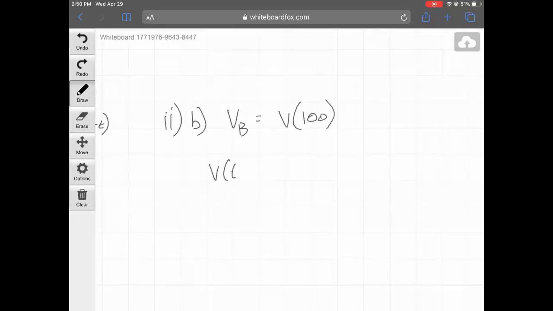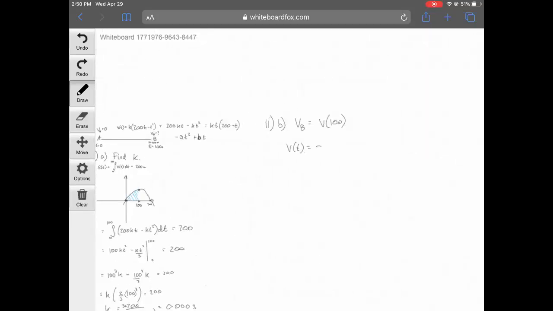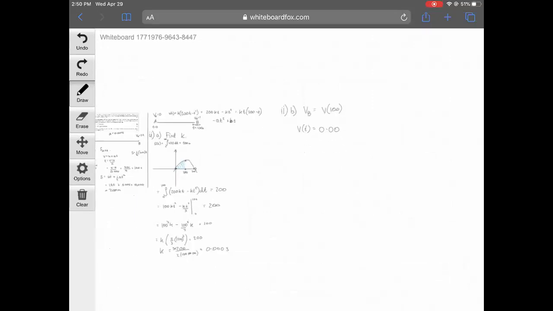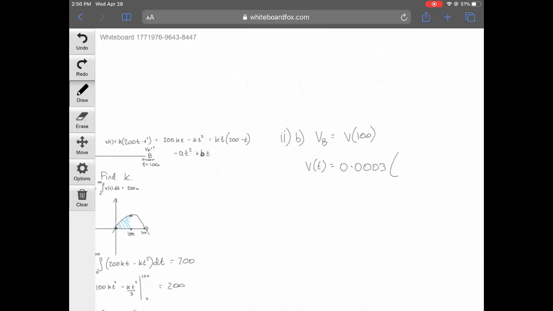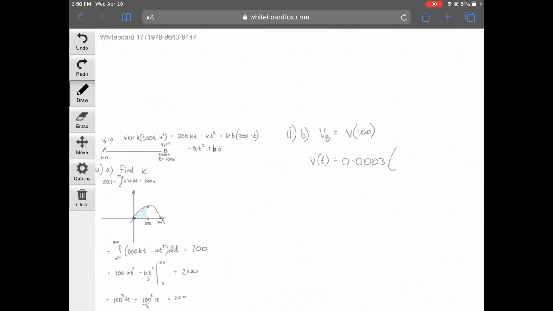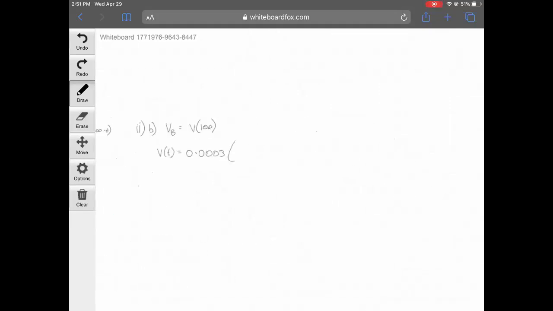So v of t is equal to k, which is 0.0003, times t(200 - t), 200t minus t squared. Okay. So v of 100, I just have to substitute in 100. And you can just crunch that in your calculator.